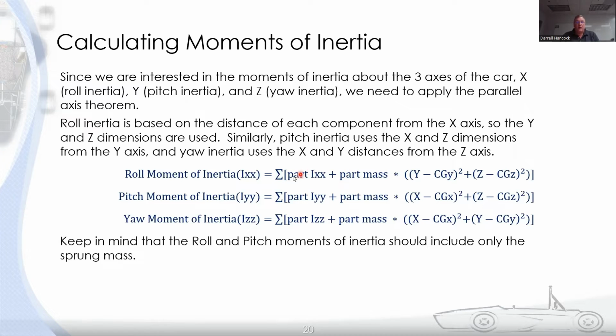So you can calculate in roll and pitch, and again, yaw is the biggest concern of the three in Formula SAE. And keep in mind that when you calculate the roll and pitch moment, you only want to use the mass of the sprung parts, since the unsprung parts won't be moving. When you calculate yaw, you want to use the total mass of the vehicle, including the mass of all of the parts on the vehicle.